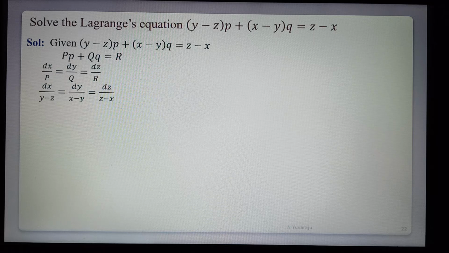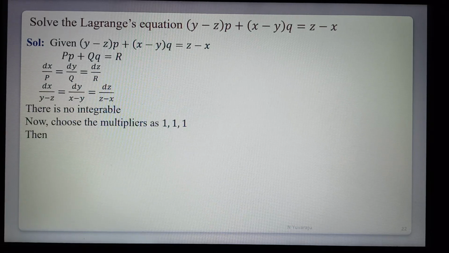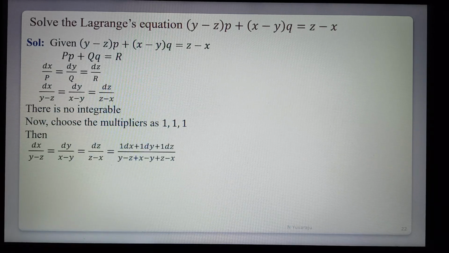Okay, first set of multipliers: after multiplication and adding, the denominator must be 0 or non-zero. First case, choosing 0 as the multipliers, there is no integrable. Now choose the multipliers 1, 1, 1. Clearly, after choosing 1, 1, 1, the denominator must be 0.